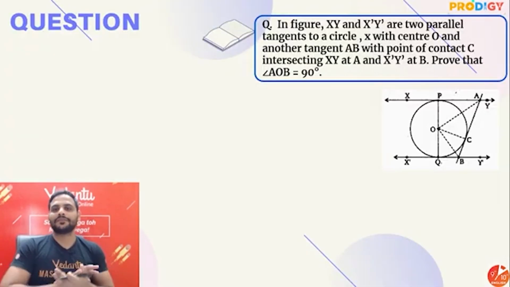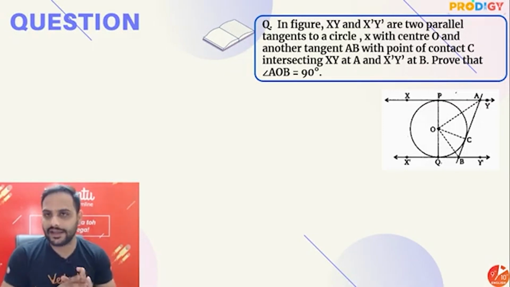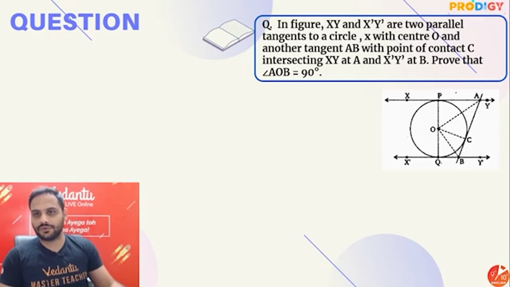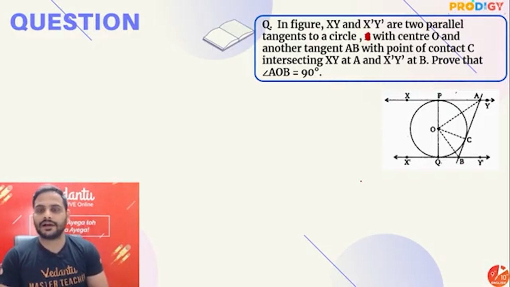Okay, next question. In the given figure, XY and X'Y' are two parallel tangents to a circle with center O. So this XY and X'Y', these are two given parallel tangents. And another tangent AB at point of contact C intersecting XY at A and X'Y' at B. Prove that angle AOB is 90 degrees.